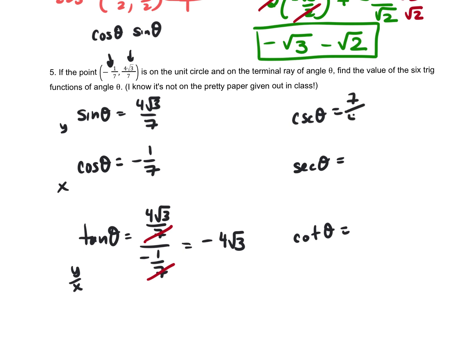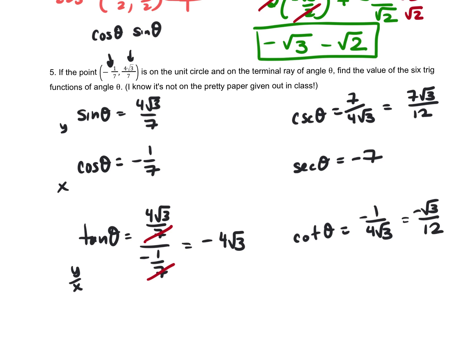So this becomes 7 over 4 radical 3. This becomes negative 7. And this becomes negative 1 over 4 radical 3. Now if you wanted to, we could certainly rationalize it. We could multiply top and bottom by root 3. We get 7 root 3 over 12, because 4 times 3 is 12. Don't have to rationalize it for secant. And same thing for the last one, multiply top and bottom by radical 3, negative radical 3 over 12.